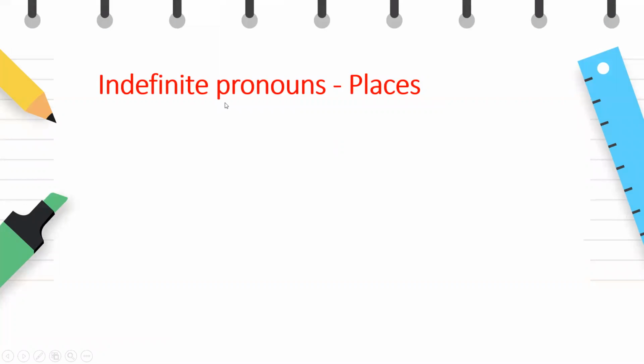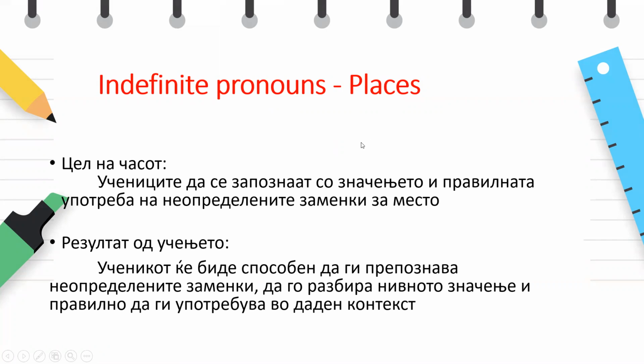And today's lesson is indefinite pronouns used for places. So the objective is to learn what types of indefinite pronouns we use when we talk about places, understand their meaning, and use them correctly in a sentence.